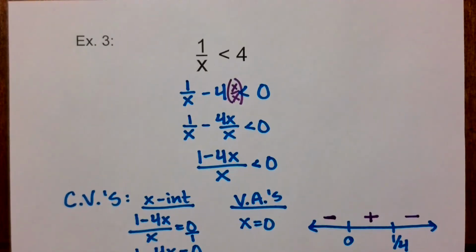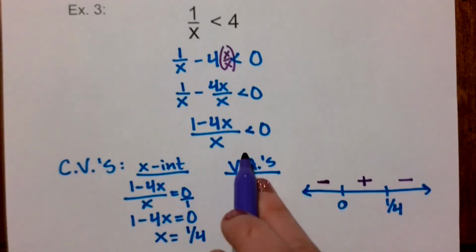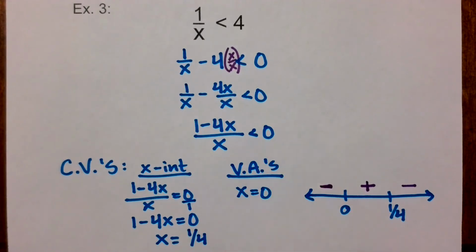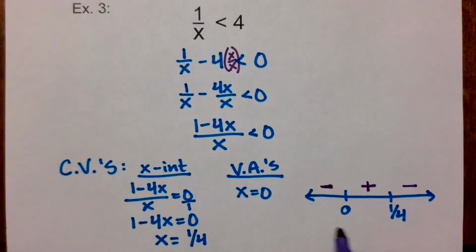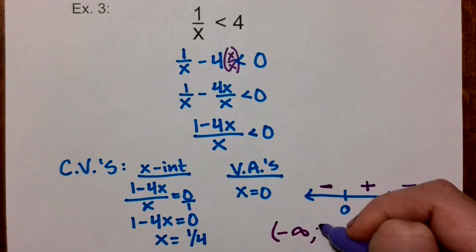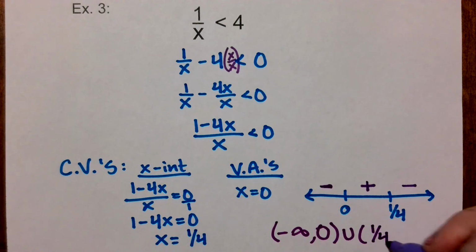Now, finally, we are looking at where our function, well, really right here, where our function is less than 0. So I'm looking for where it's below the x-axis, and that is happening from -infinity to 0, and then from 1/4 to infinity.